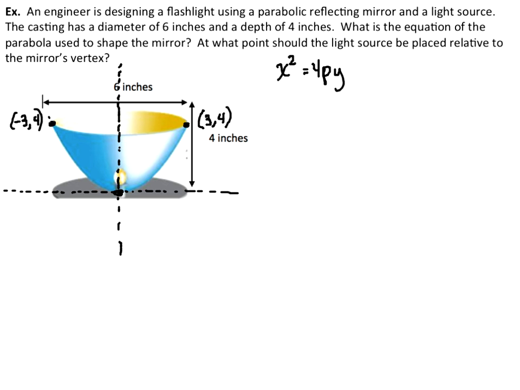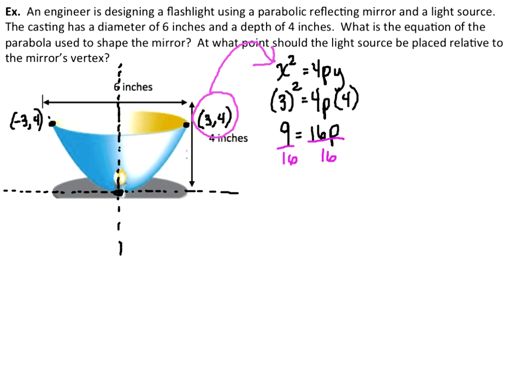Now we know that this parabola is going to be in the form of x squared equals 4py because it's centered at the origin and it's opening up. So we use the x squared version of the equation. And I already have a couple of points that I know are on the parabola. So I can plug one of those points into the equation for x and y, and it will allow me to figure out what p is. So I'm going to plug in 3 for x and 4 for y.